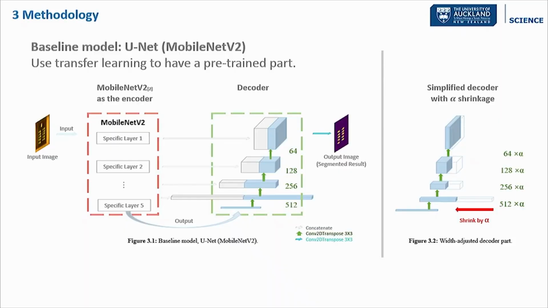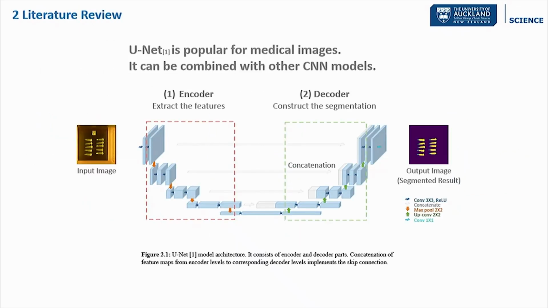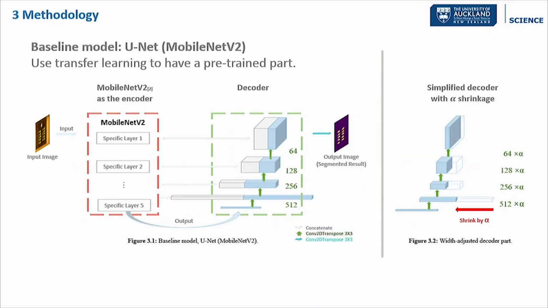However, our dataset is not big enough for training a large model. So we want some pre-trained weights that are suitable for computer vision tasks. What we choose to do is use transfer learning to have a pre-trained part, which is the encoder part here. We can see that it replaces the original part with the MobileNet v2 model. Through this, we are able to have the function of MobileNet v2, but also make it suitable for our specific task.